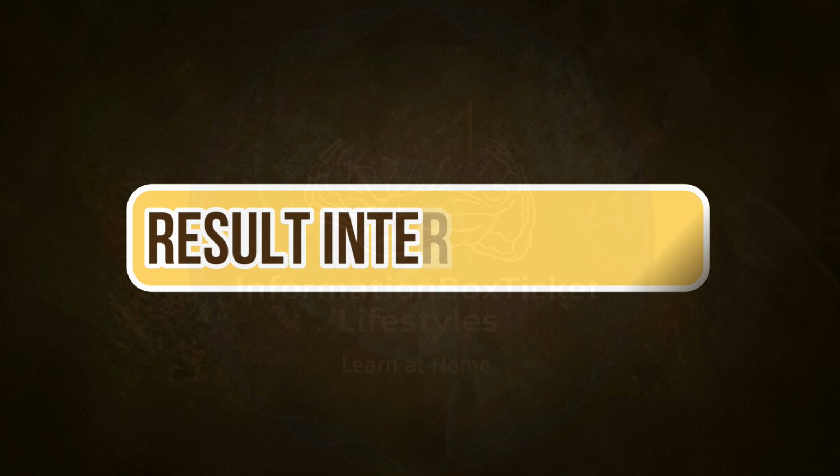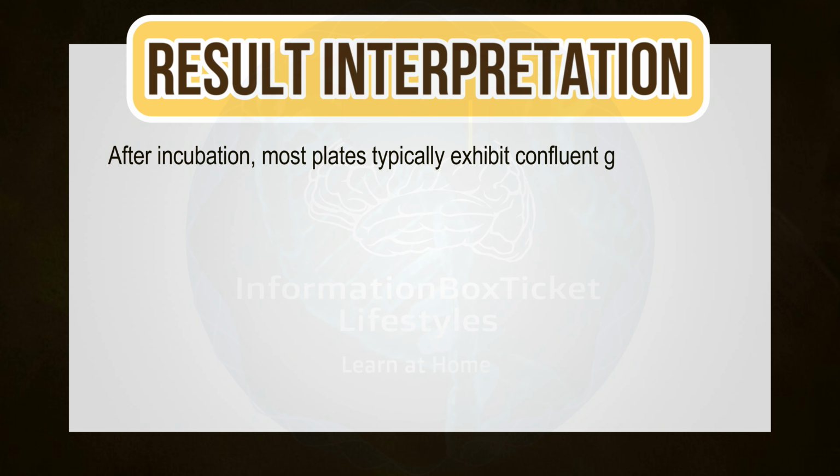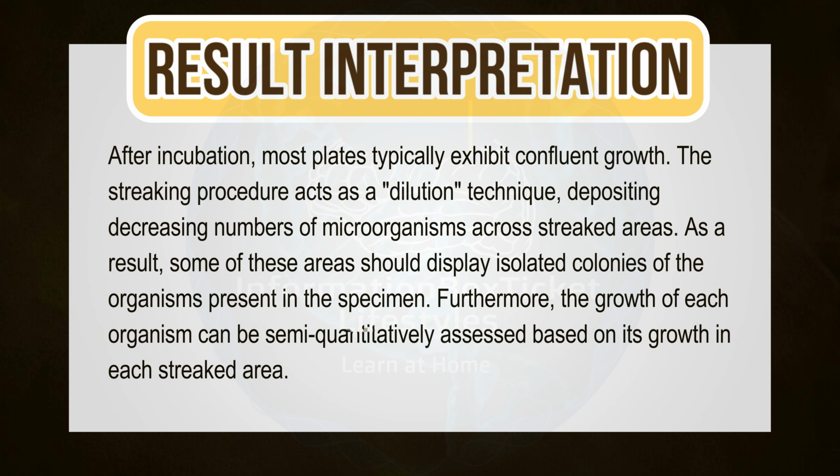Result interpretation on Brucella Agar. After incubation, most plates typically exhibit confluent growth. The streaking procedure acts as a dilution technique, depositing decreasing numbers of microorganisms across streaked areas. As a result, some of these areas should display isolated colonies of the organisms present in the specimen. Furthermore, the growth of each organism can be semi-quantitatively assessed based on its growth in each streaked area.